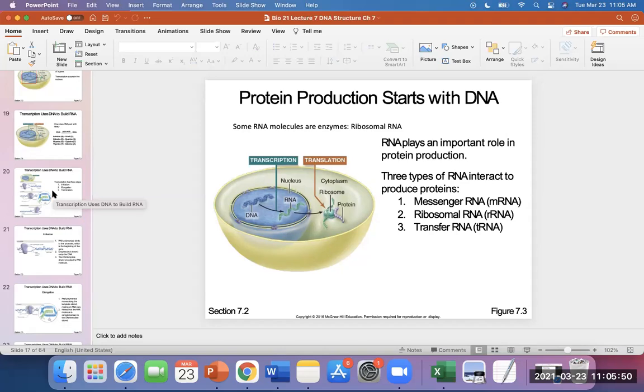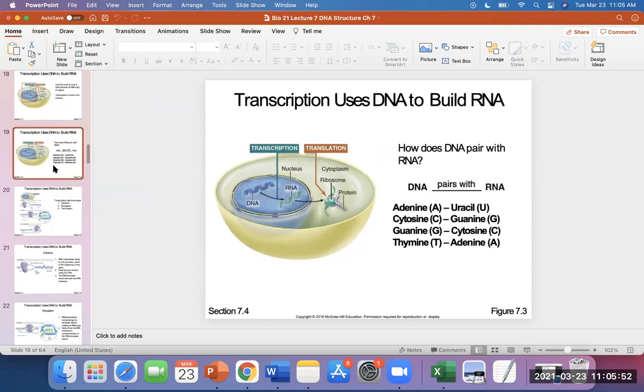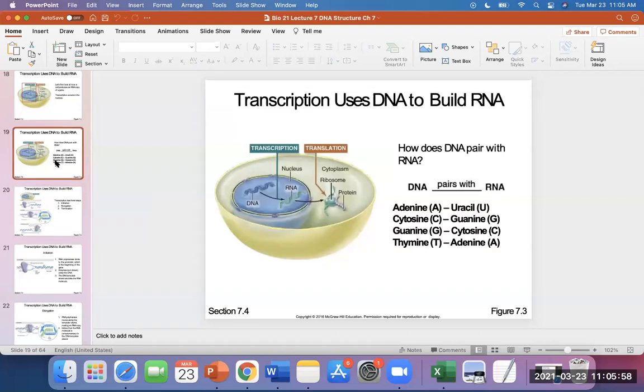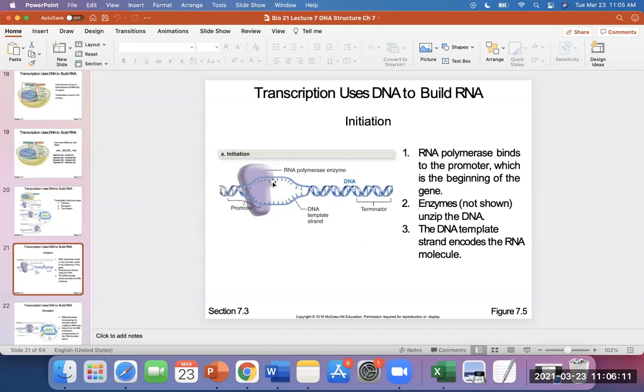There is an enzyme I asked you to remember for transcription. Anybody remember which enzyme is needed for transcription? RNA polymerase. RNA polymerase is the one that's going to add the complementary base pairs. So that's important and that's needed for transcription.